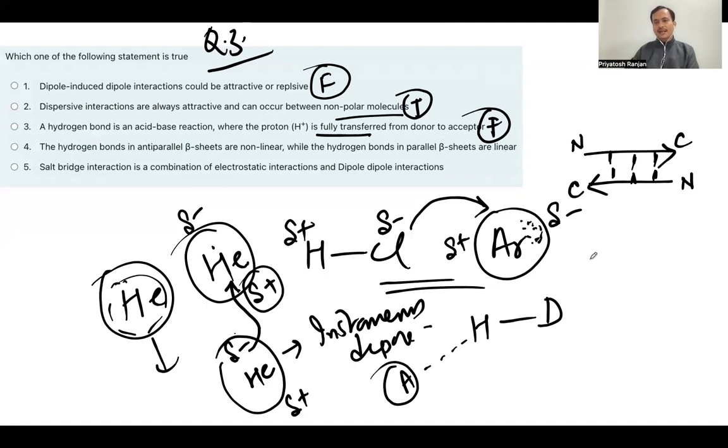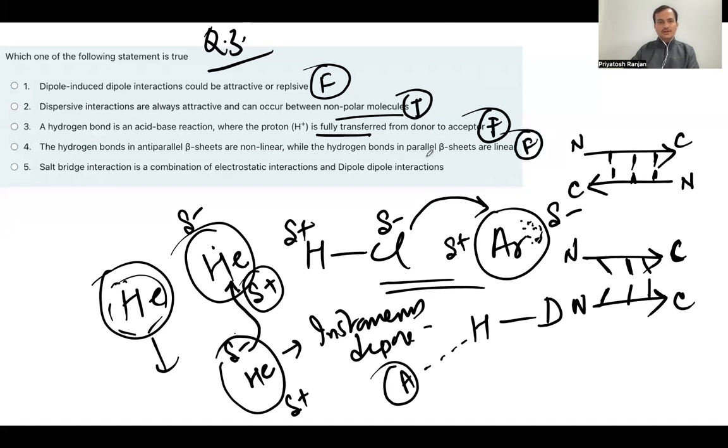In the case of parallel beta sheets, where the two strands are lying in the same direction, and when I'm saying the amino end and the carboxyl end, what would you find here? Here the hydrogen bonds are not linear, but rather non-linear. So again, both parts are wrong. So overall, this statement is going to be false.